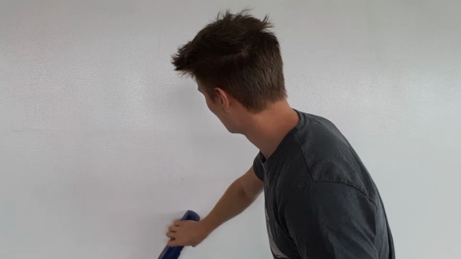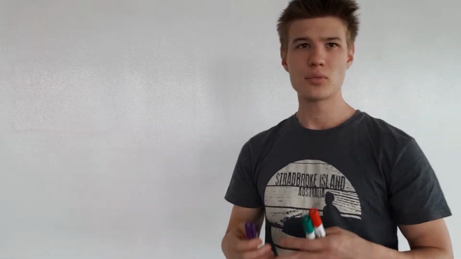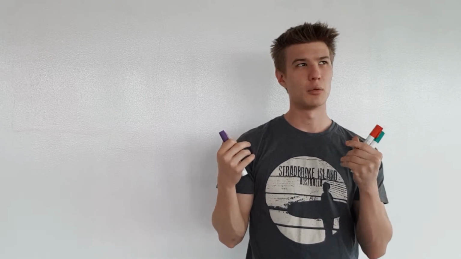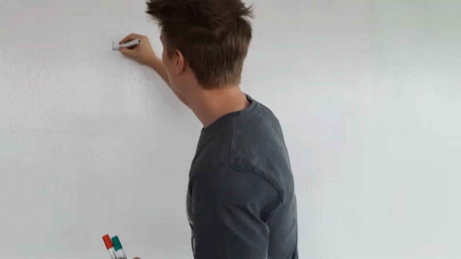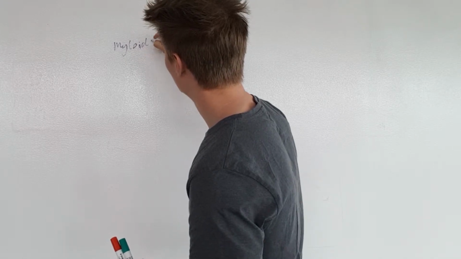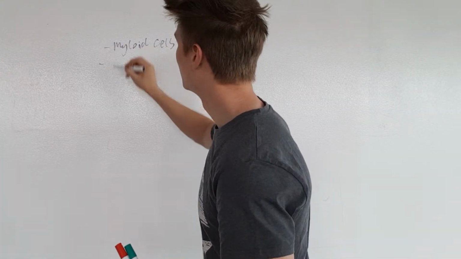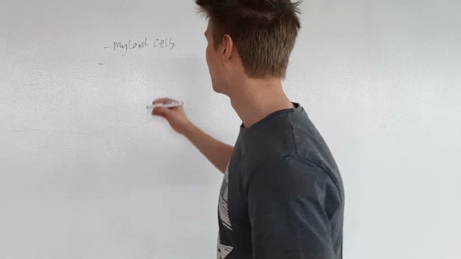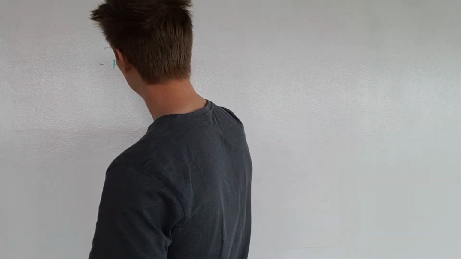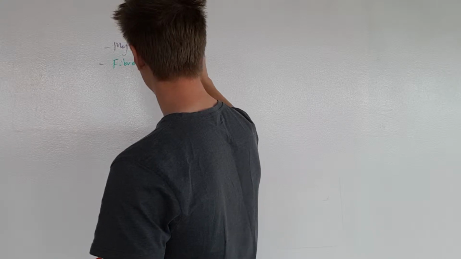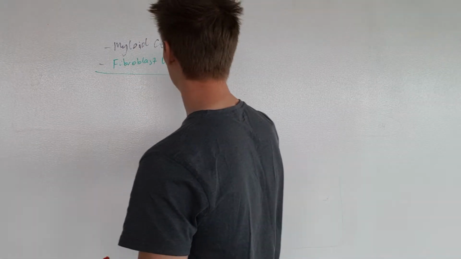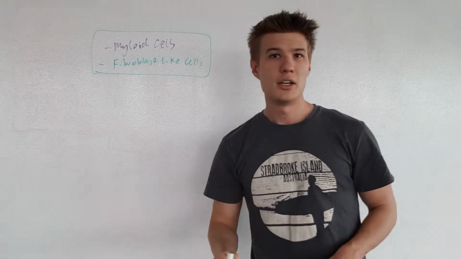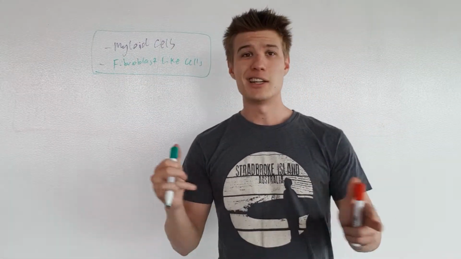So what does that mean? Well, let's take an example. There have been experiments done where we've taken not mesenchymal, but myeloid cells, myeloid progenitor cells, and then also within the bone marrow, there are fibroblast-like cells. Now, if you culture those two separately, you get not much.